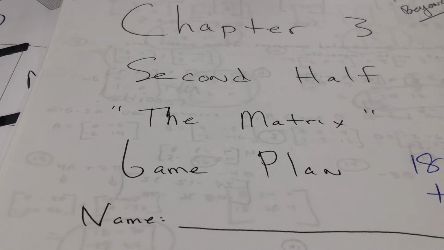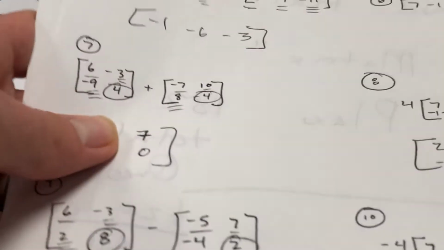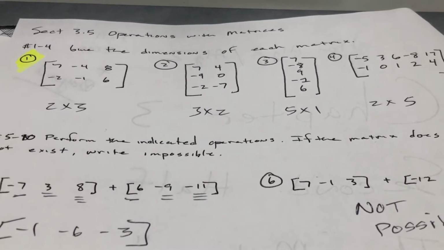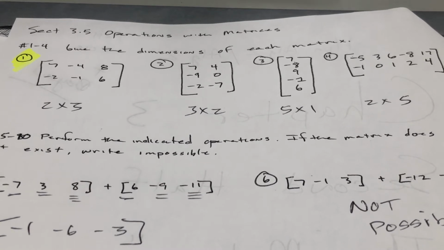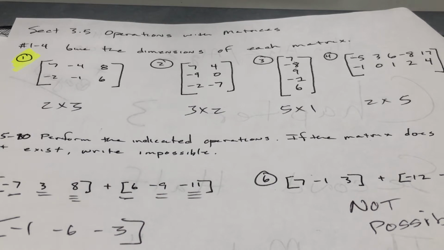All right, get my calculator ready. So, first page here, I'm just going to quickly go over. We got a lot of answers, actually. So give the dimensions of each matrix. Again, it's row by column. So those are the answers. You got 2 rows in number 1 and 3 columns. Remember, rows go horizontally, columns go vertically.